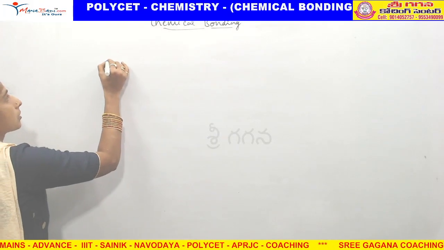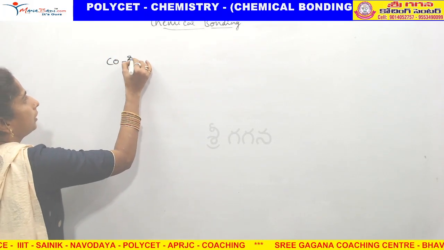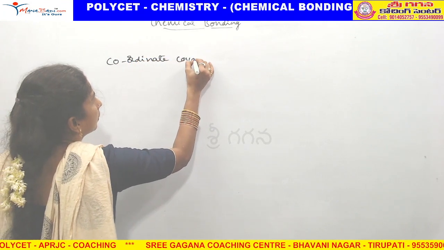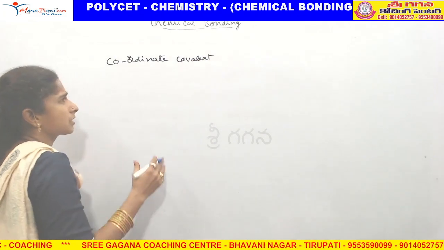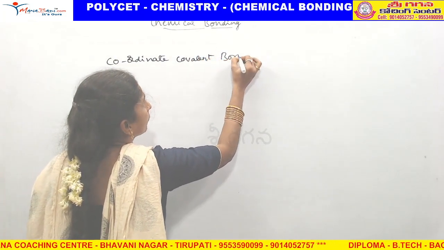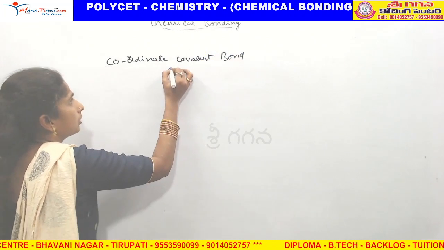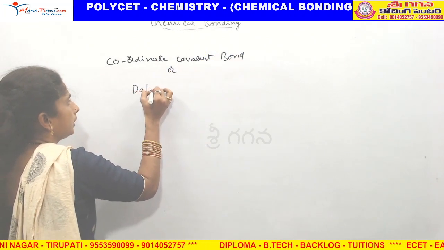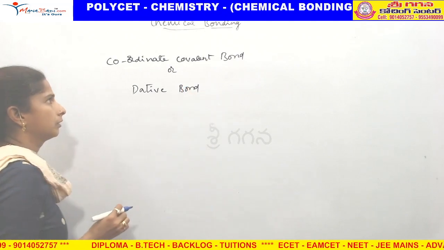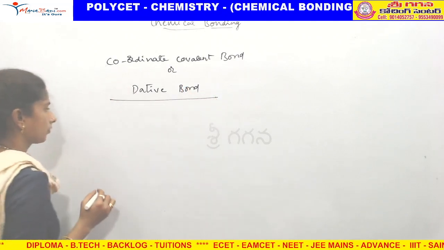We are going to discuss coordinate covalent bond. We already discussed much about covalent bond. Now, coordinate covalent bond is also called a dative bond. Dative bond, right?